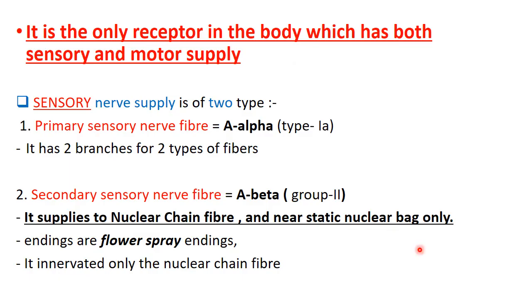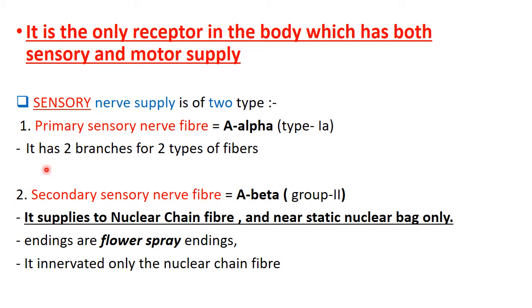Now remember this by heart: it is the only receptor in the body which has both sensory and motor supply. So this muscle spindle has both supplies, sensory as well as motor. Now we will take them one by one, sensory part first. Sensory nerve supply is of two types. Type 1A, that is the primary sensory nerve fibers, and the secondary sensory nerve fibers, group 2.